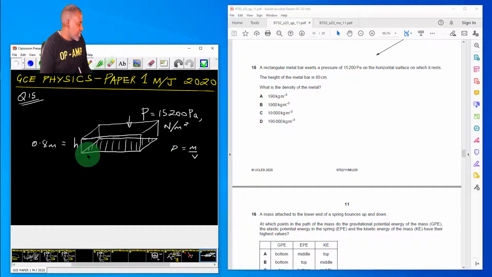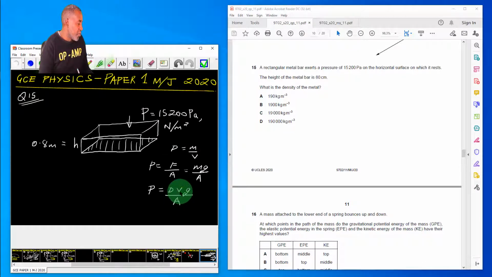That means that the pressure it exerts on the ground will be force divided by area. The force it exerts on the ground is going to be equal to its own weight, which is mg, of course, divided by the area. Let's look at how we get mass from density. Mass is density times volume. So the pressure is going to be equal to density times volume times, of course, g, divided by area.